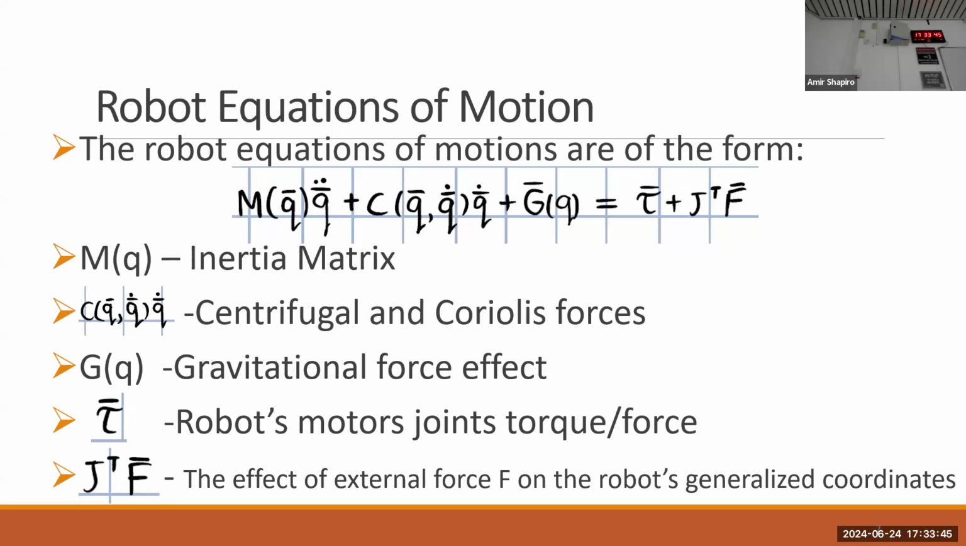And then we have the external forces, each of which is multiplied by the Jacobian to the point where the force is applied. So this is the general structure of the equations of motion. And we can take the equations of motion that we found last time and put them in this structure.